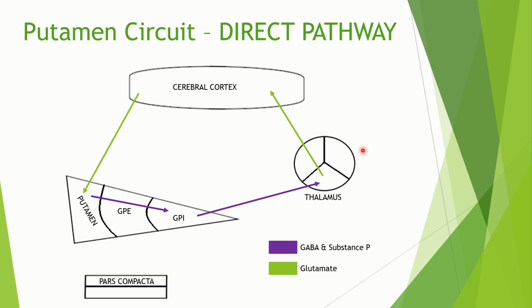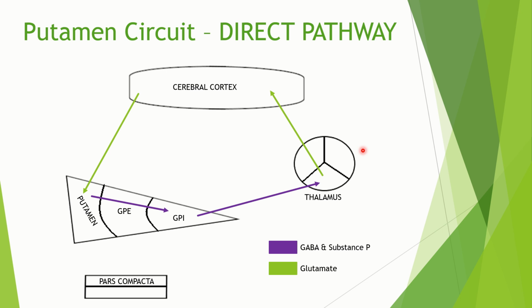Now, the fundamental thing about basal ganglion that you need to know is what is known as the putamen circuit, and there are two pathways, the direct and the indirect pathways. Before we go into the intricacy of the pathways, you need to know the fibers that are involved. You also need to know where the fibers are coming from and where they are heading to. And probably most importantly, you need to know what is the neurotransmitter involved.